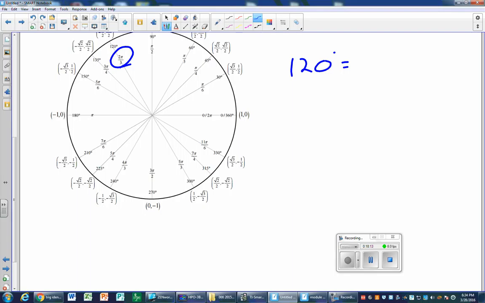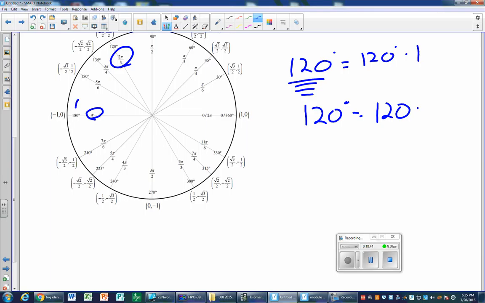Okay, so I am going to multiply 120 by 1. Really? I'm going to multiply 120 by 1. What use is that? Well, 120 degrees times 1. Well, 120 degrees is 120 times, instead of saying 1, I am going to say pi. Well, pi is the same as 180 degrees. So 1 is pi divided by 180.